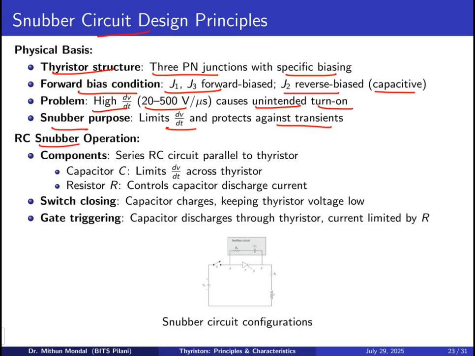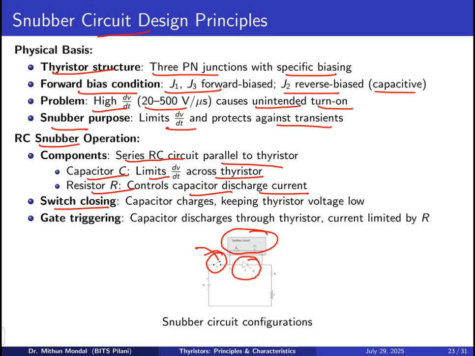Snubber circuit, which is basically the series RC circuit connected in parallel to the thyristor, where the capacitor will limit the dv/dt across the thyristor and the resistor will control the capacitor discharge current. The switch closing, if you see it here, there is a switch which is connected, the RC snubber circuit which is connected in parallel with the thyristor.